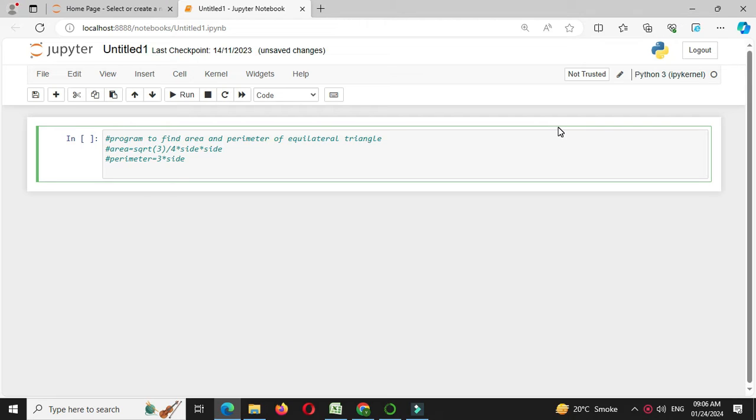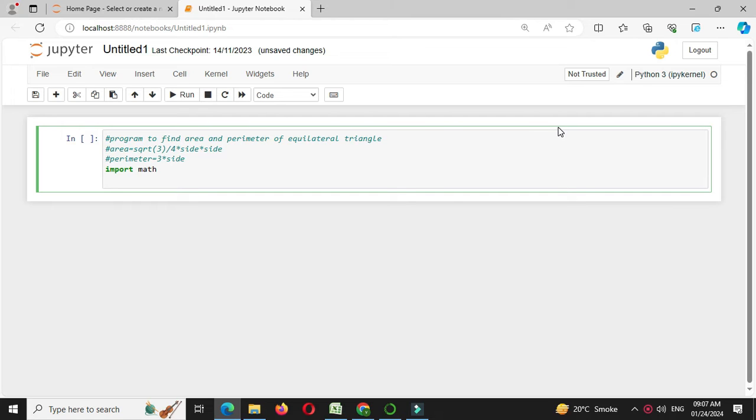Since we are going to use the square root function, we will import the math library. So import math, then we will accept the side of the equilateral triangle from the user. So side equal to, we will accept it as float. So float input, enter side of equilateral triangle.